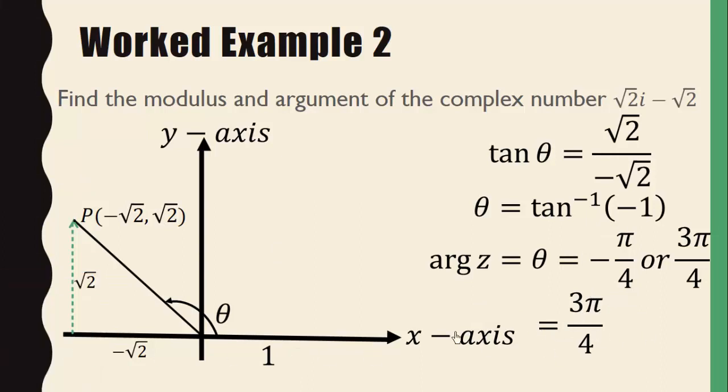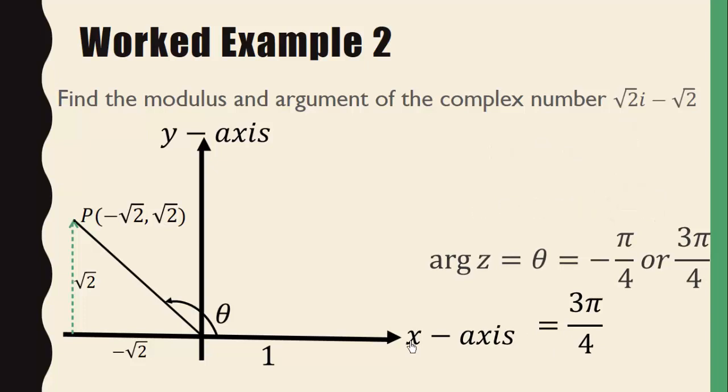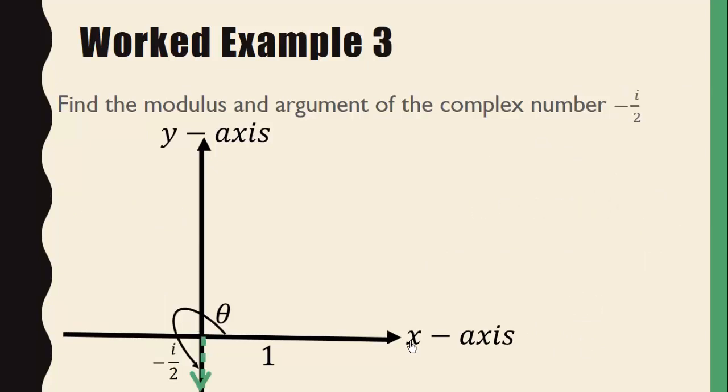So our answer is 3 pi over 4. Now we are supposed to find the modulus and argument of the complex number negative i over 2.